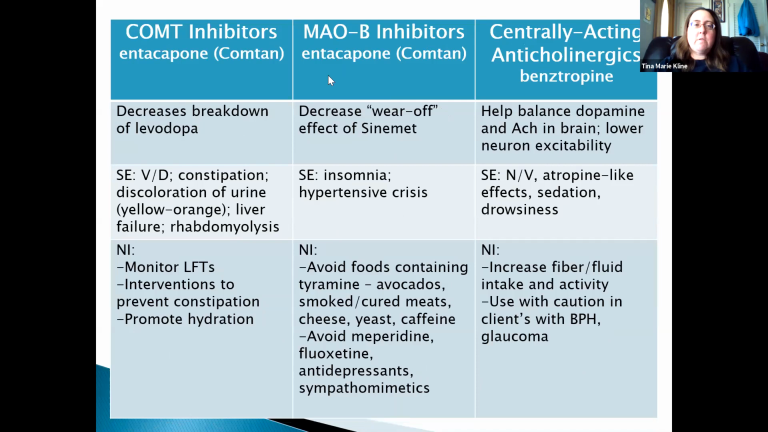All right, so your COMT inhibitors, these are all about decreasing the breakdown of levodopa. Biggest issue with these, and then I'll pull up the chat box because I remember there was a question about this. This one can cause the liver failure and the rhabdomyolysis. So let's start with this for a second.